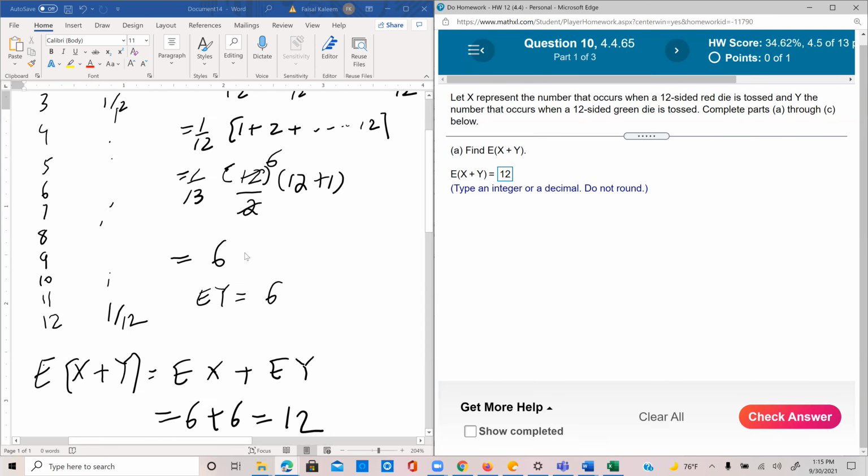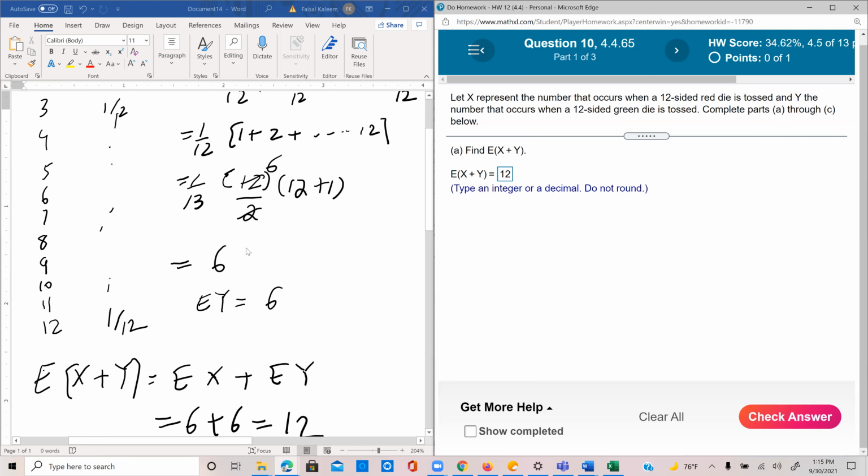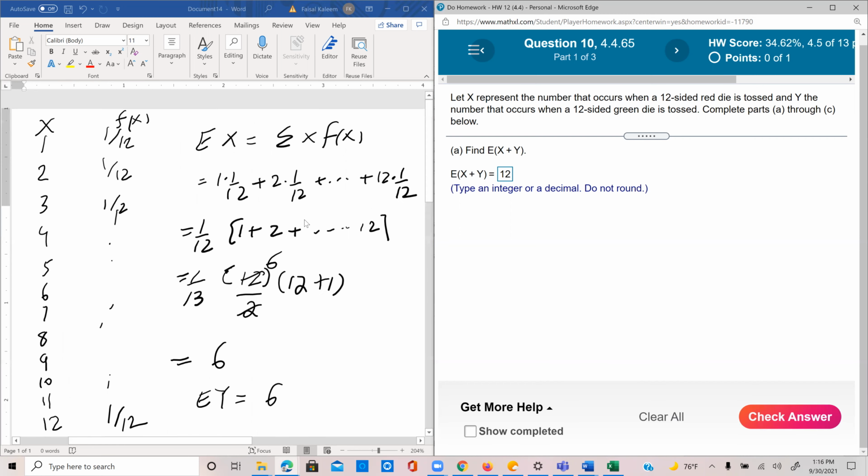Okay, what's the mistake here? N by 2, n plus 1. 13. So 1 through 12. N by 2, so 12 by 2, that's a 6, and n plus 1, so that result is 6. Okay, let's see what's the mistake here.